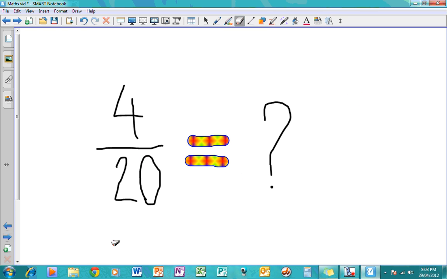Now, while I leave, can you find out this for me? Since I told you about equivalent fractions, can you find an equivalent fraction for this number? 4/20.